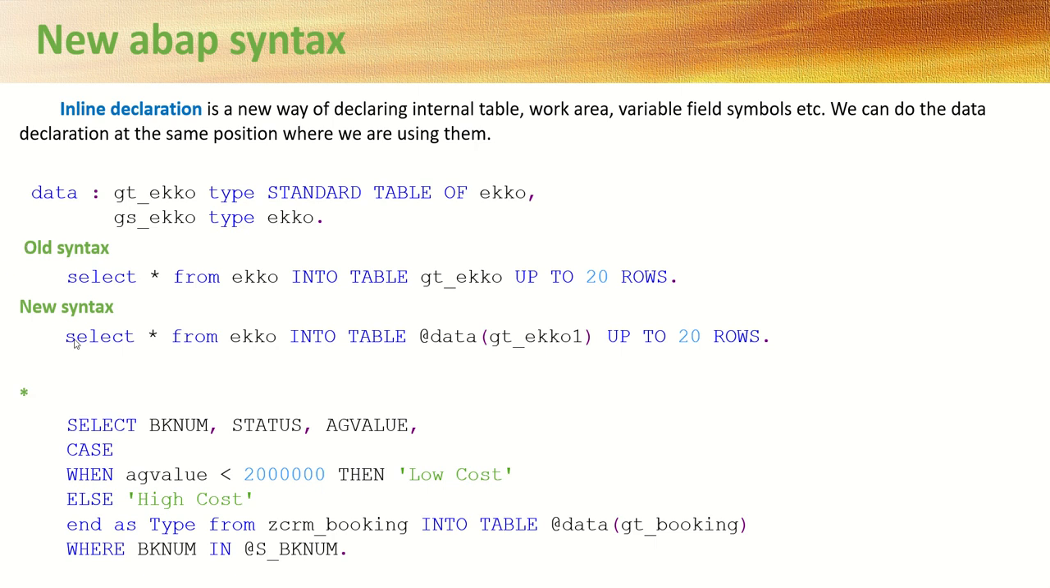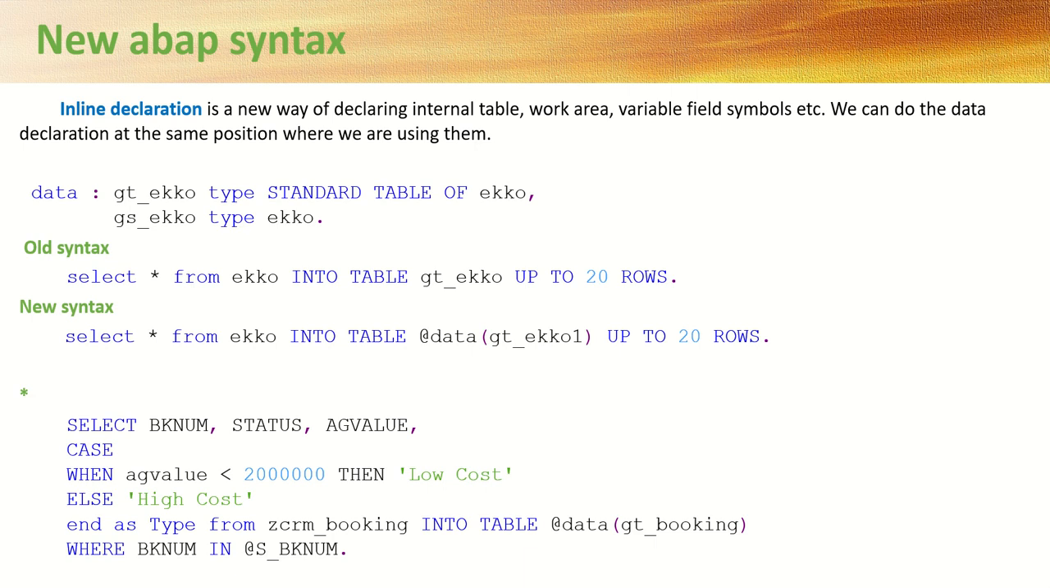But with the new ABAP syntax, without declaring any internal table, we can declare them at runtime at the same position. Like here, select all from EKKO into table. Here we have to add an @ sign, DATA, and in brackets the internal table name. Like this, we can declare them at the same position. This is for select all.